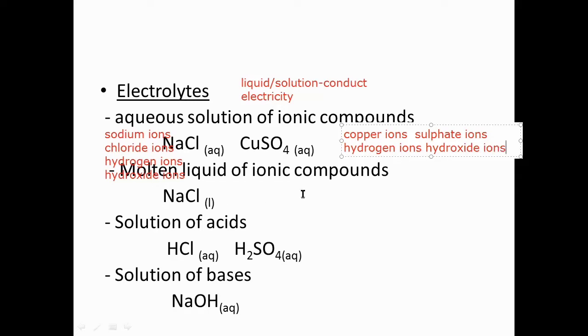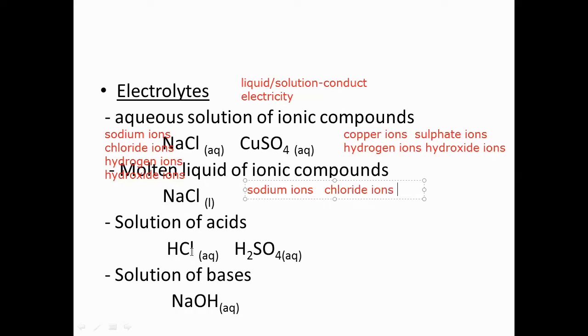And the second one is the molten liquid of ionic compounds. When we heat these ionic compounds, we get the molten liquid of these ionic compounds. For example, sodium chloride in a liquid state, which consists of sodium ions and chloride ions.